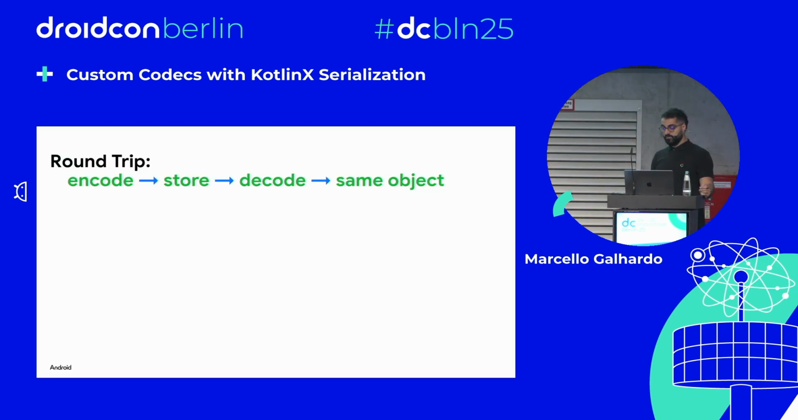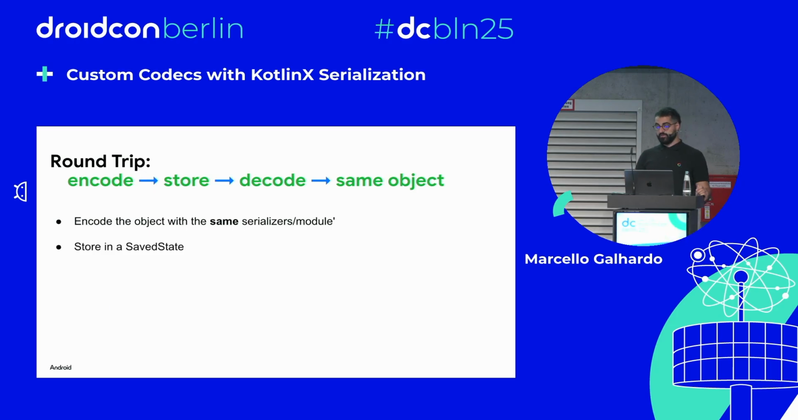So let's do a small round trip, a full cycle of serialization. First, we will encode the object that we saw before using the same serializers module. We will store the result inside SavedState.